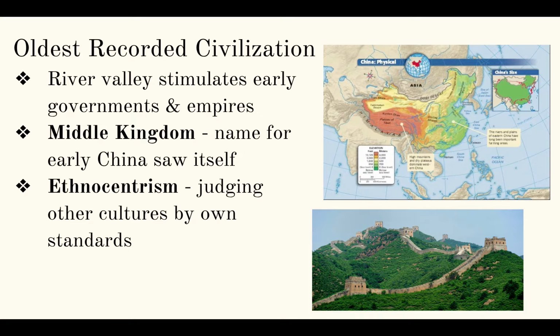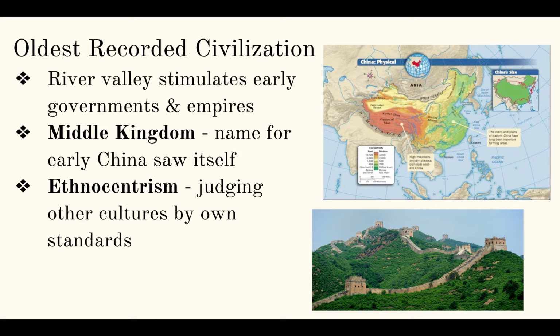It's one of the oldest recorded civilizations. And the Chinese civilization, by comparison, is going to be much more consistent and deeper in terms of how it keeps its records when you compare it to Mesopotamia or elsewhere. The river, as I said in the summary sentence, stimulates early governments and empires. Two concepts that I want to familiarize you with relate to China and the first civilizations that come out of this, and especially the political systems that come out of this.